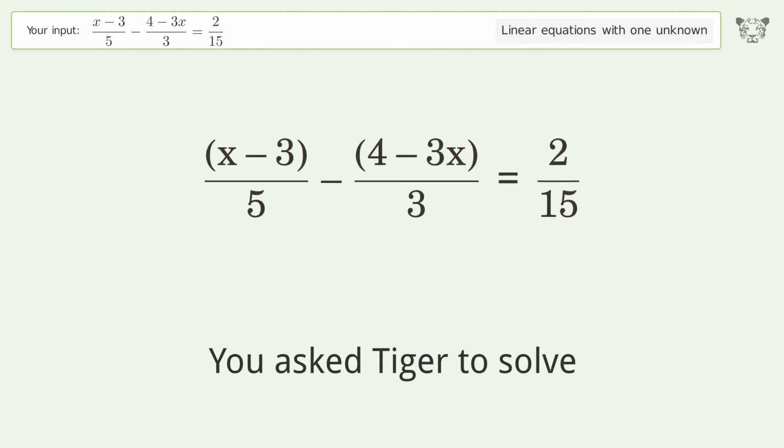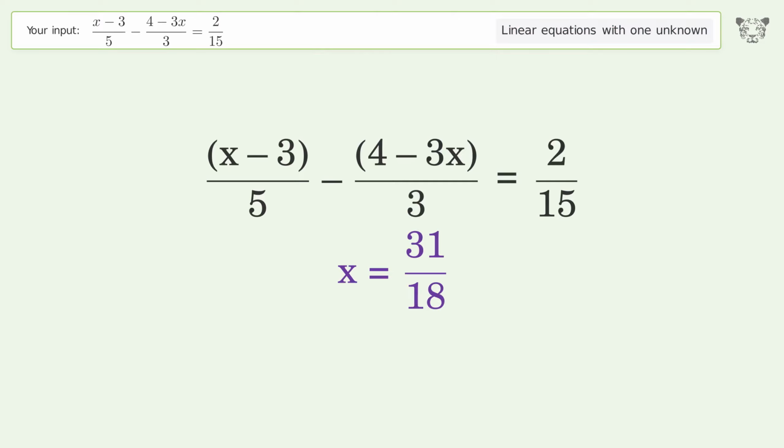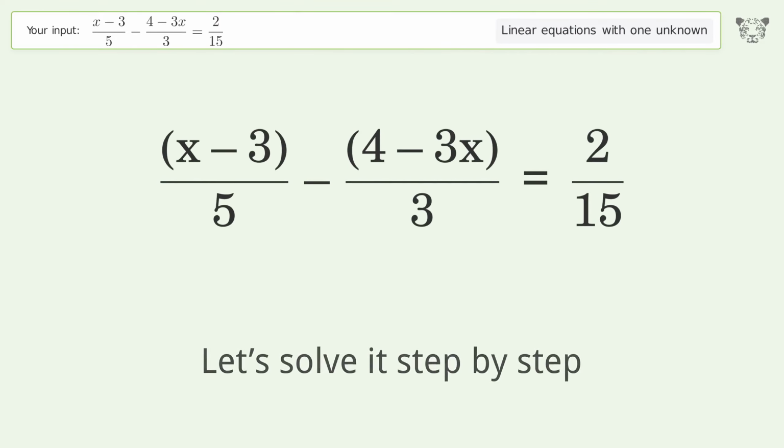You ask Tiger to solve. This deals with linear equations with one unknown. The final result is x equals 31/18. Let's solve it step by step.